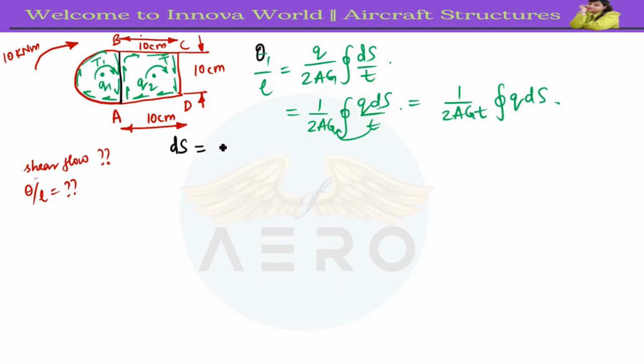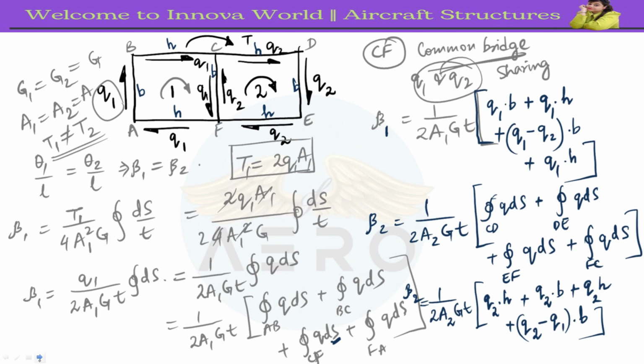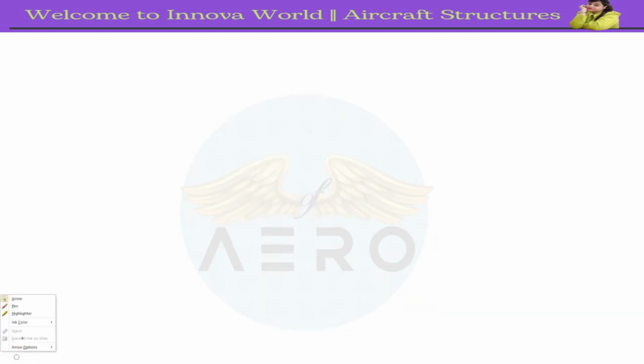Here you are going to use the perimeter. What is the perimeter? Here it is a semicircle, so you are going to write 2r. You are going to use 2r instead of the ds for this. Right? Other things are going to be the same. Now next, this is for beta 1 and beta 2. Now further, what you have to do is find out T1 and T2.